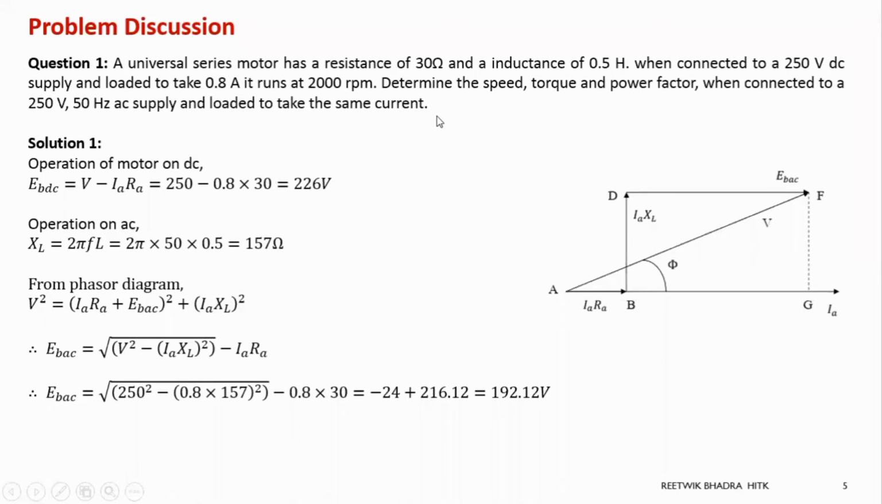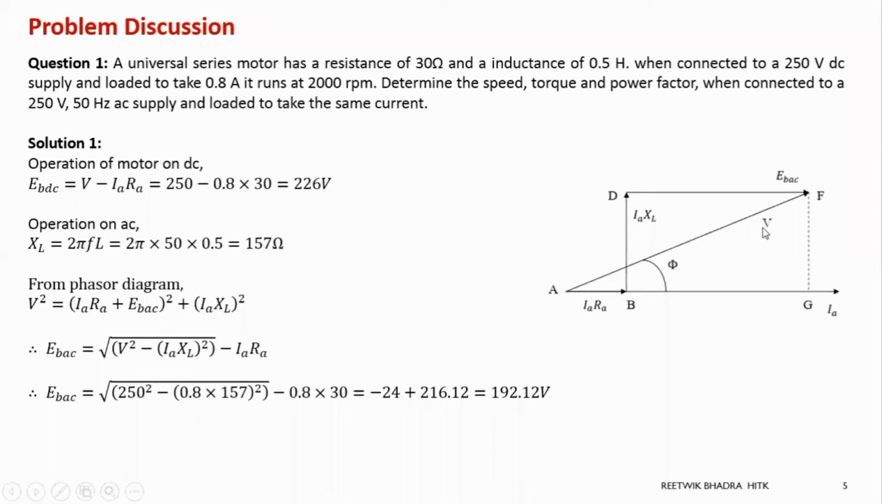Now this motor will be operated on an AC supply. It was connected to a DC supply and loaded, and under the DC supply we calculated this value. Now if it is connected to an AC supply, the X part will come into role. This XL will come into role. You know how to calculate XL: 2 pi FL. So 2 pi into 50 into 0.5 gives you 157 ohms.